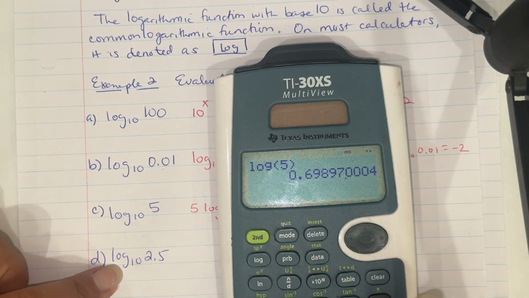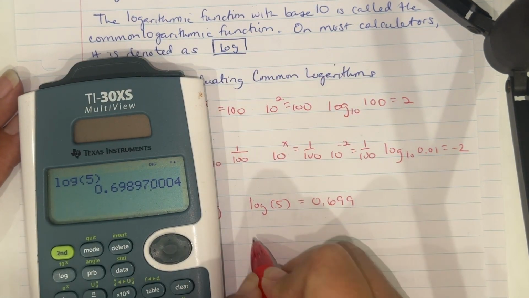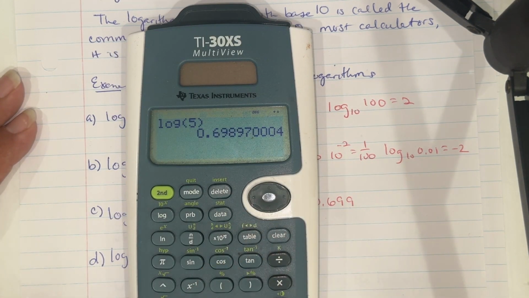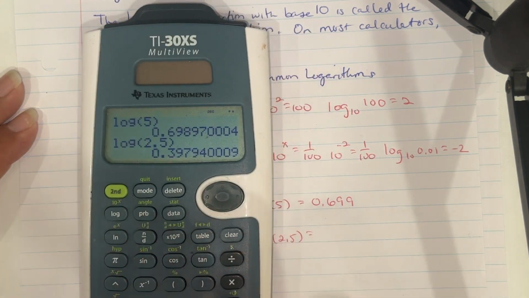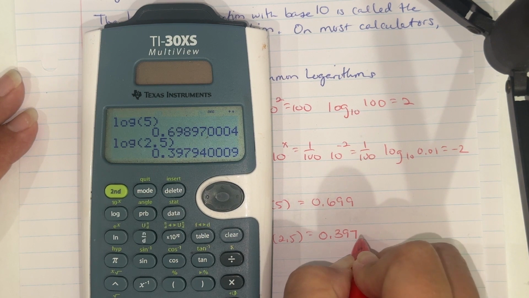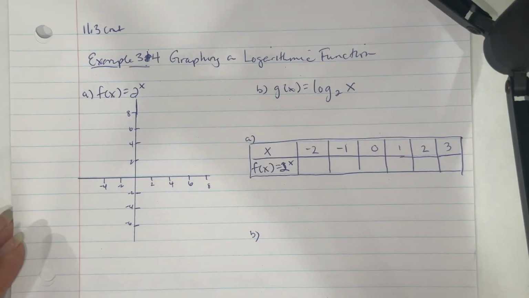Then we see log base 10 of 2.5, and you're going to do the same thing. This is the log of 2.5. So in the calculator, hit the log key, type in 2.5, close it with the parenthesis, and hit enter. And we get 0.3979, so 0.398.